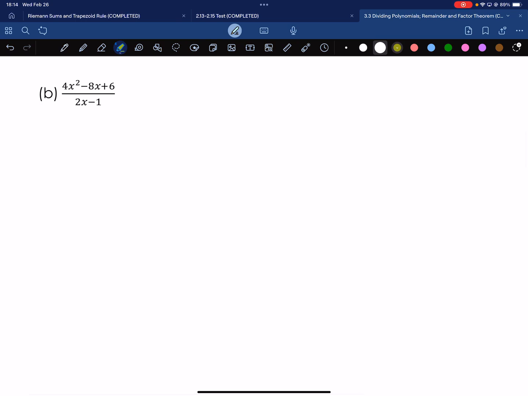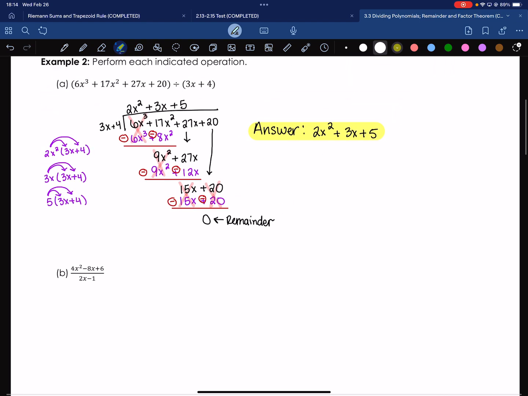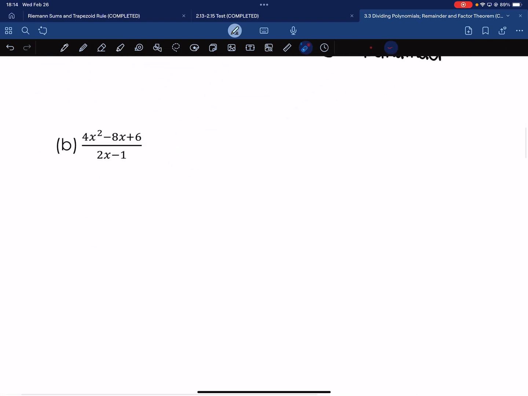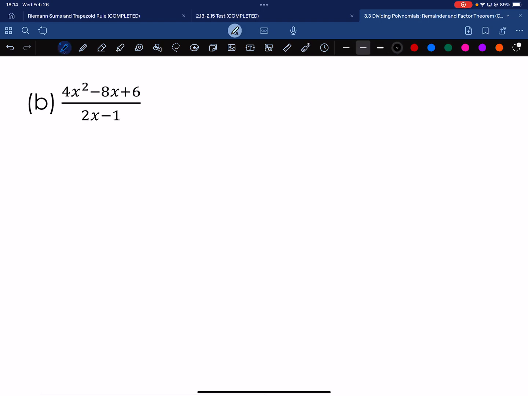Okay, now we are going to do another one. So we're going to repeat the same process. I wrote it in a different format. This one used the division symbol. This one is in a fraction, which just means to divide. So same concept. The top, the numerator, is going to go on the inside. The denominator is going to go on the outside. And you do the exact same process.